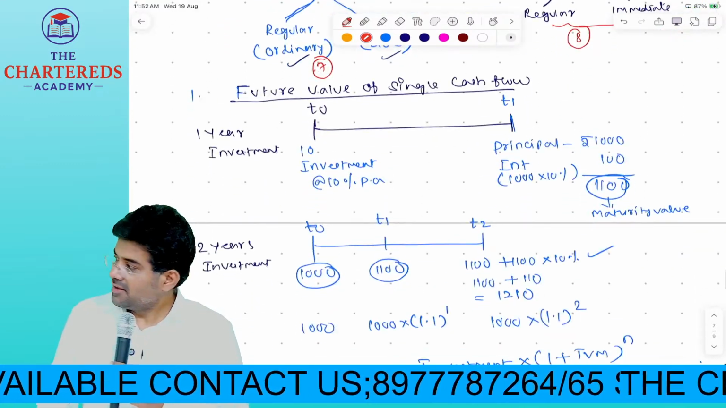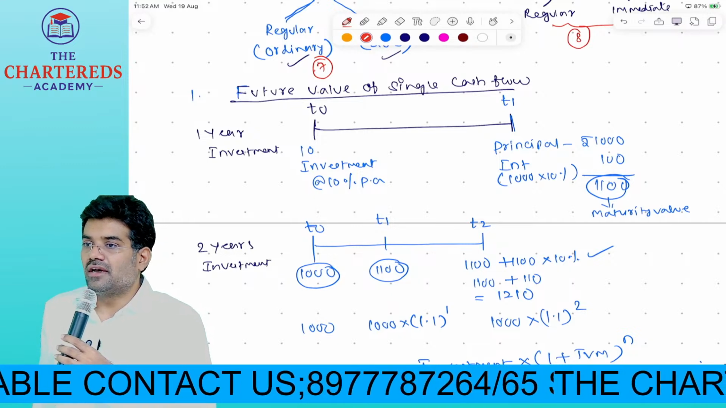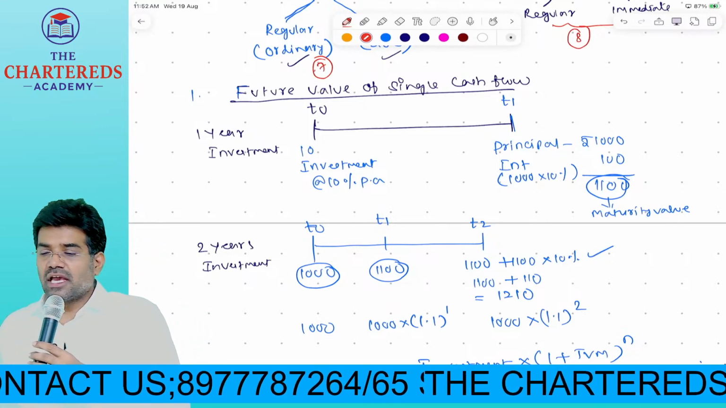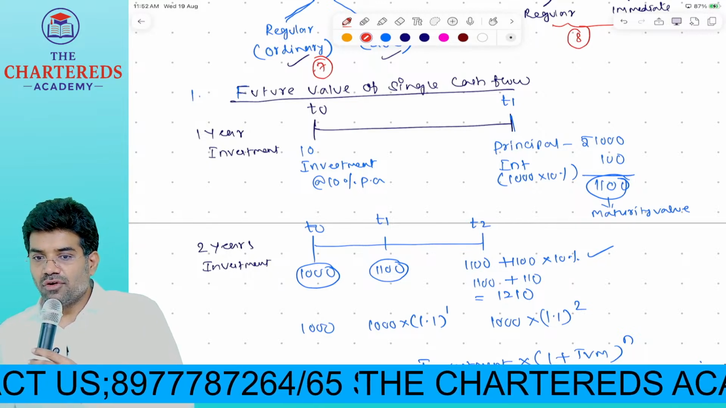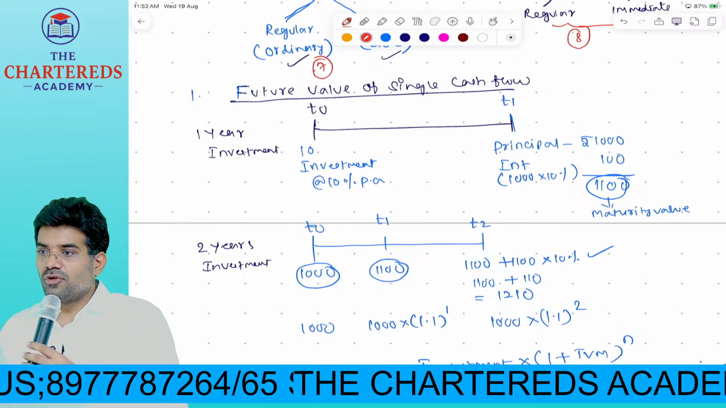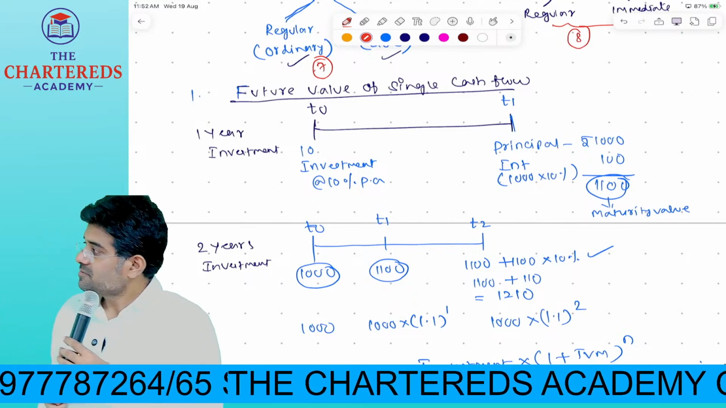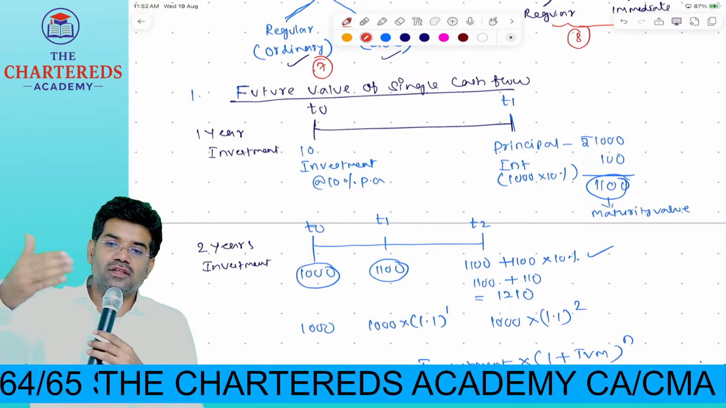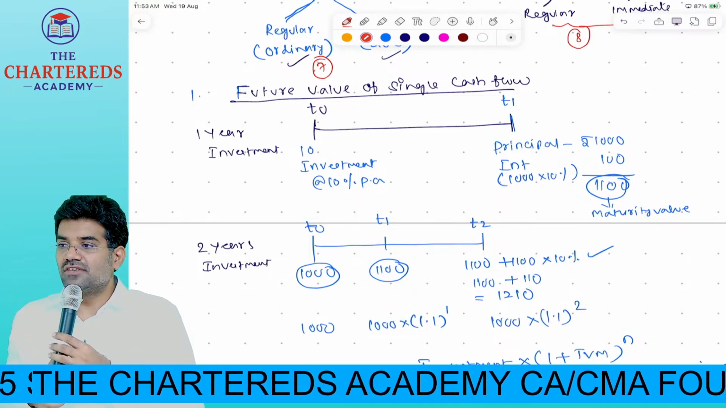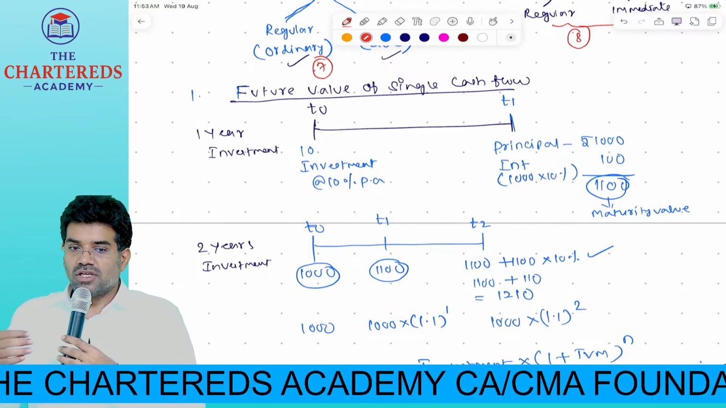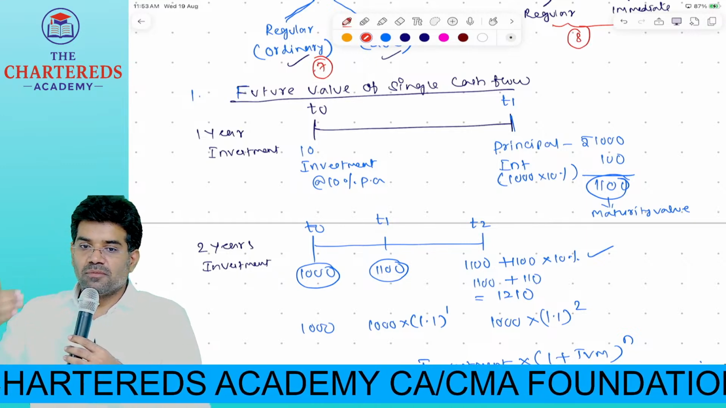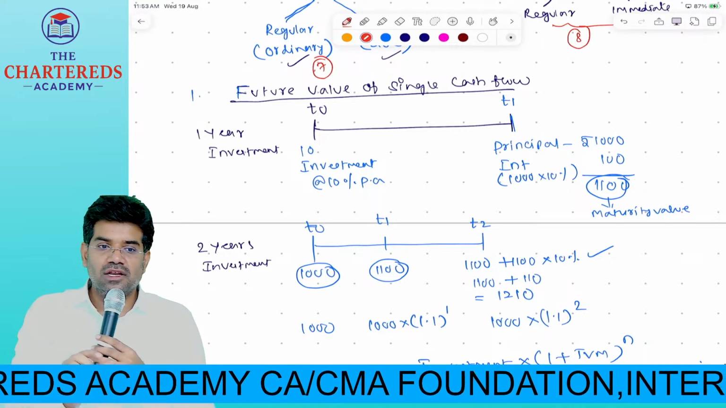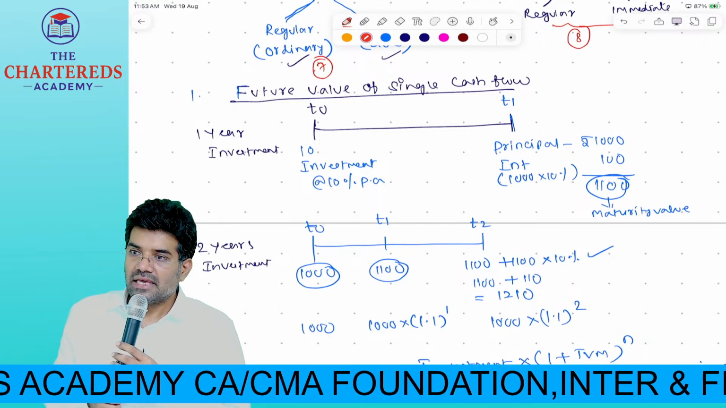So yesterday we understood how to calculate future value of single cash flow. Cash flow means what? Inflow or outflow. It could be inflow or outflow. Now today if there is an outflow investment, then how do you calculate the future value of that today's investment? What is the formula we should apply? Present value or investment into 1 plus your time value of money whole power n.